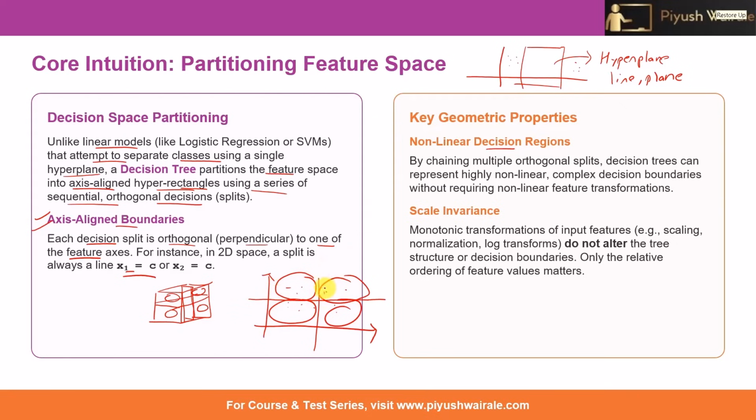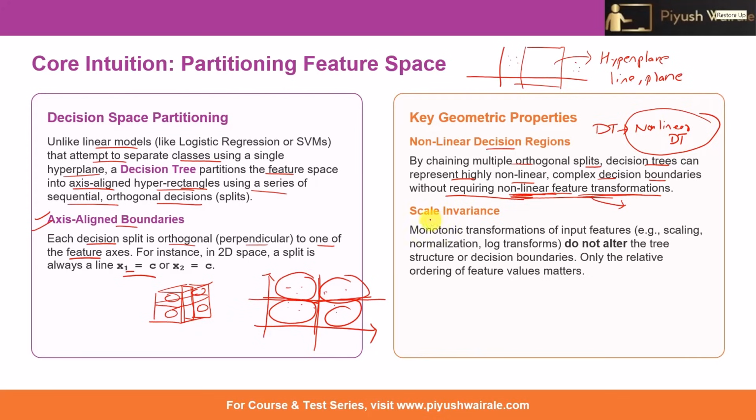This is not a linear decision boundary like here; you can see this will be an L-shaped, plus-shaped decision boundary. By chaining multiple orthogonal splits, a decision tree can represent highly non-linear, complex decision boundaries without requiring non-linear feature transformation. The thing is, a decision tree can define a non-linear decision boundary without the need of transforming the dataset into a non-linear dimension. We need not transform the features, and still you can get a non-linear decision boundary.